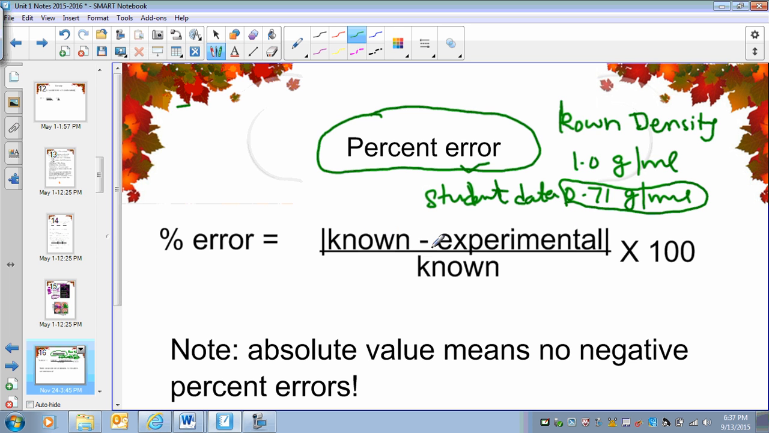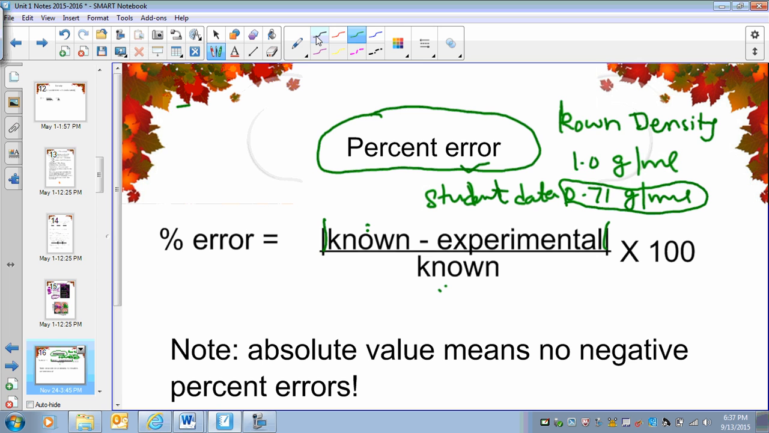So I'm going to use the formula: known minus experimental divided by known. Make sure you understand that it has to be divided by known, and it's an absolute value, so the answer will never be negative. Even if the known value is smaller than the experimental value, that is fine. There will never be a negative answer. So please, I repeat that there will never be a negative percent error, because if there is an error, it's an error. How can it be negative?